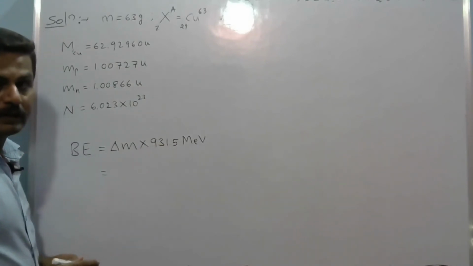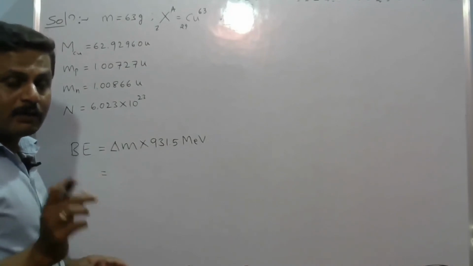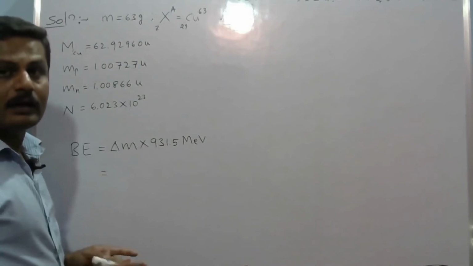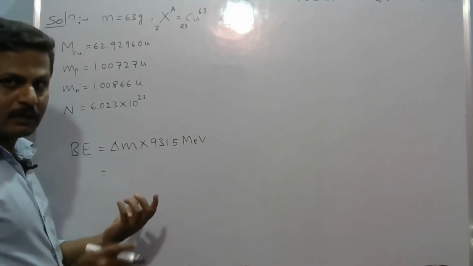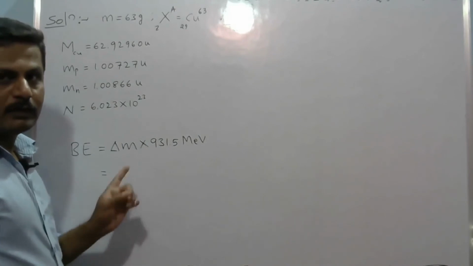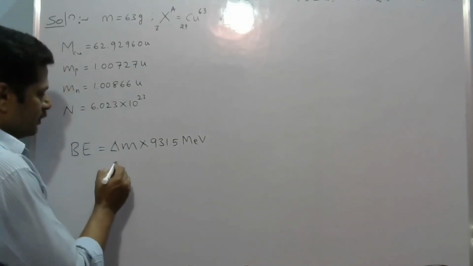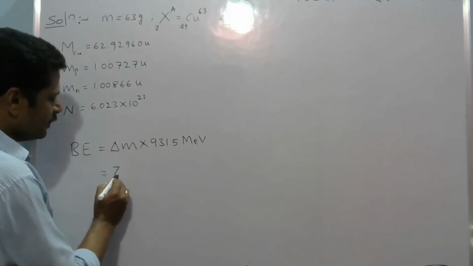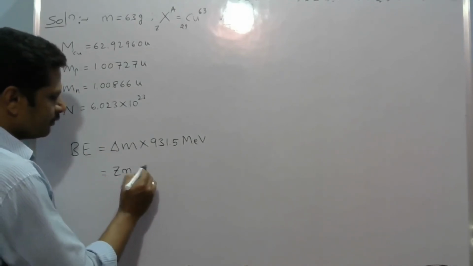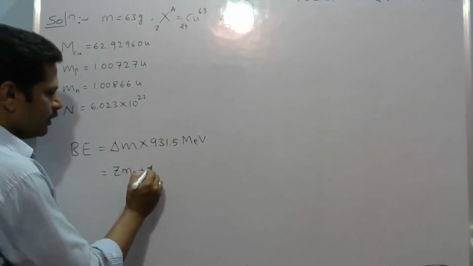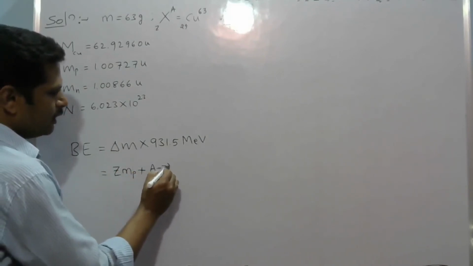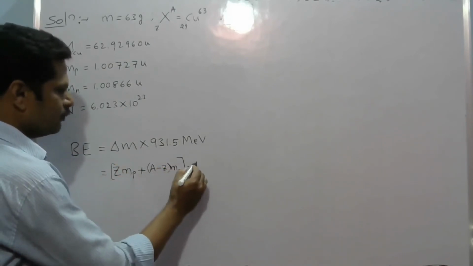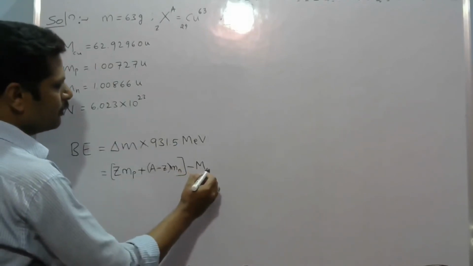We know that the delta M is nothing but the mass defect. What do you mean by mass defect? It is the difference between the sum of the masses of the nucleons when they are in the free state and the actual mass of the nucleus. That is the difference between the actual mass of the nucleus and the sum of the masses of the nucleons. So now let me write the expression for the delta M, that is the mass defect. We know that Z Mp plus, this is the mass of the proton, and the mass of the neutron, (A minus Z) into Mn, minus the actual mass of the nucleus. The actual mass is that of the copper.